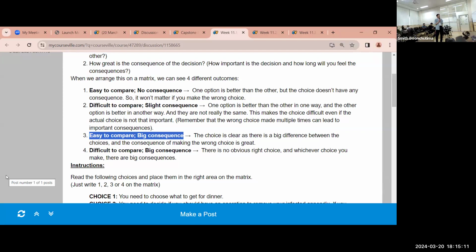Okay, in this case, the choice is clear as there is a big difference between the choices and the consequence of making the wrong choice is great.